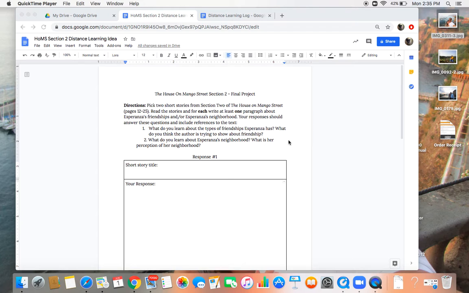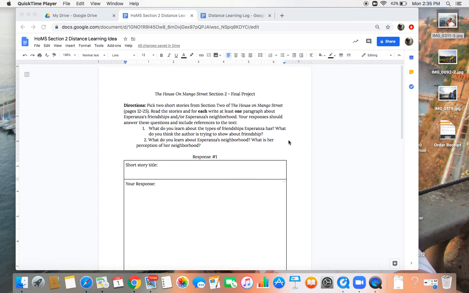So this assignment is based off of section 2 of The House on Mango Street. We're obviously not going to get to all of the sections, but at least we did one. Now we'll move on to section 2, and section 2 is on pages 12 to 25. That's where I want you to pick two short stories from.